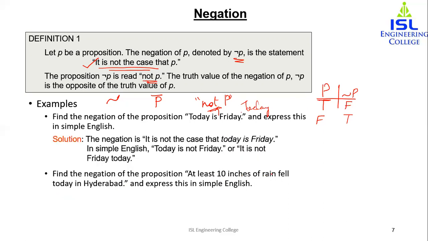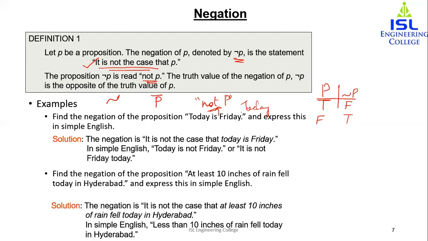Let's see the answers. The negation is, it is not the case that today is Friday, or in simple English, today is not Friday, or it is not Friday today. So you can write the statements in simple English also. There's no issue with that. And you can simply take the word not and write it in your statement. Same with the other solution: it is not the case that at least 10 inches of rain fell today in Hyderabad, or less than 10 inches of rain fell today in Hyderabad.